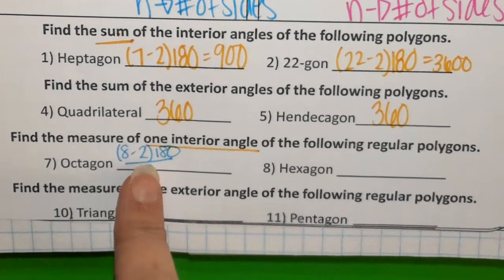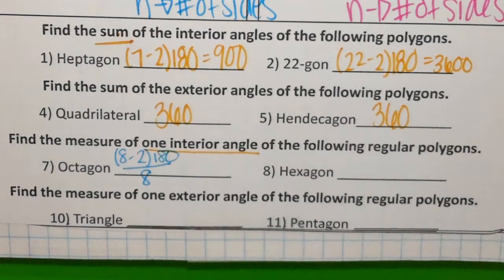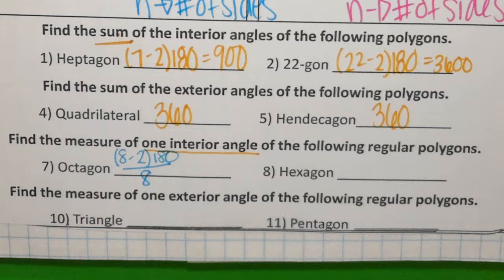Okay, Tater, do you see what you should do differently this time? You do the n minus 2 first. Do the number of sides minus 2 times 180. Oh. See, I told y'all he's smart.